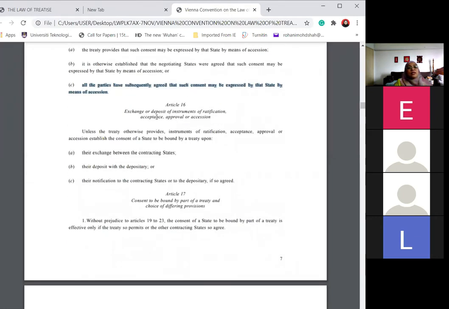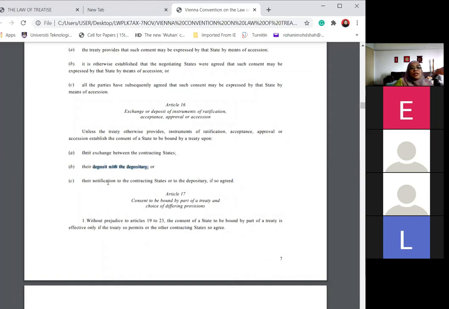Exchange or deposit. Unless the treaty otherwise provides, instruments of ratification, acceptance, approval, accession establish the consent to be bound by a treaty upon the exchange of instruments between the contracting parties, or the deposit with the depositary. Deposit, what is that? It means you send a copy of that consent to the depositary. There is a specific office for the depositary. The office is in New York, the United Nations depositary center in New York.